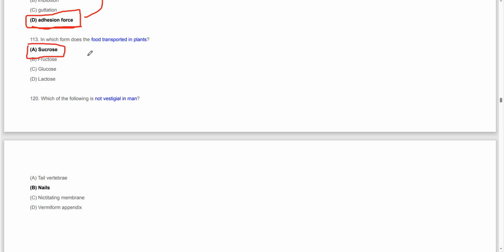In what form is food transported in plants? It is transported in plants in the form of sucrose. So in the plant, the food is transported in the form of sucrose.